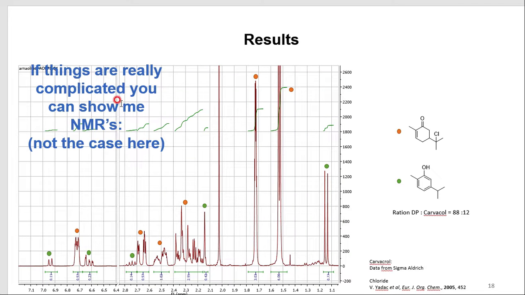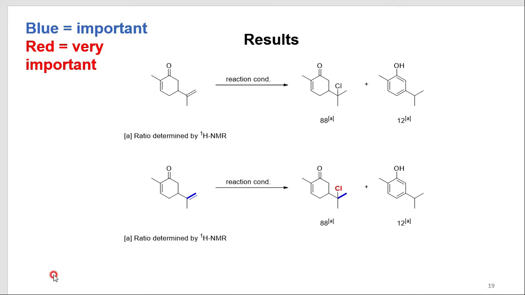If things are really complicated, show me NMRs, but this here is not a complicated NMR. It's a standard NMR of your starting material, which was fully consumed, in two products. The two products are not complicated, especially these small molecules. So don't give me spectra where no spectra is needed. Here you could have just written, this is the reaction, or this direction.